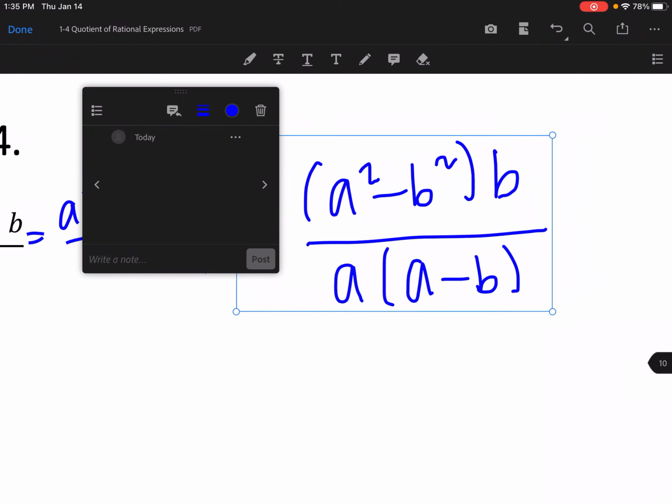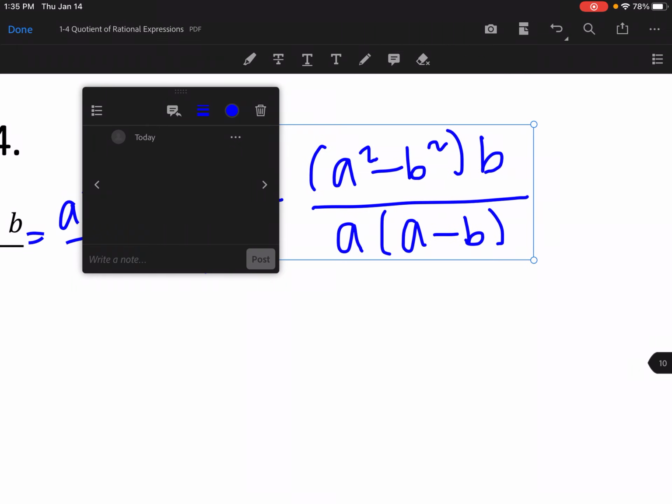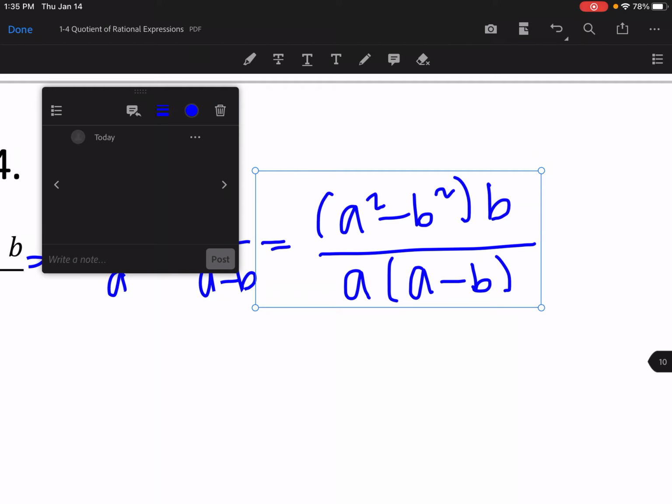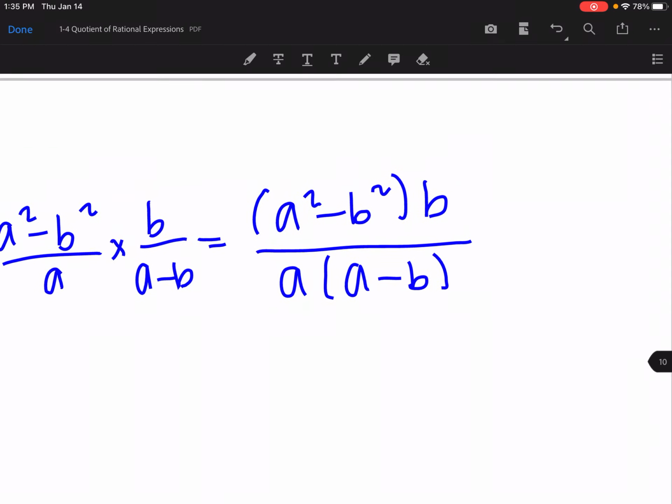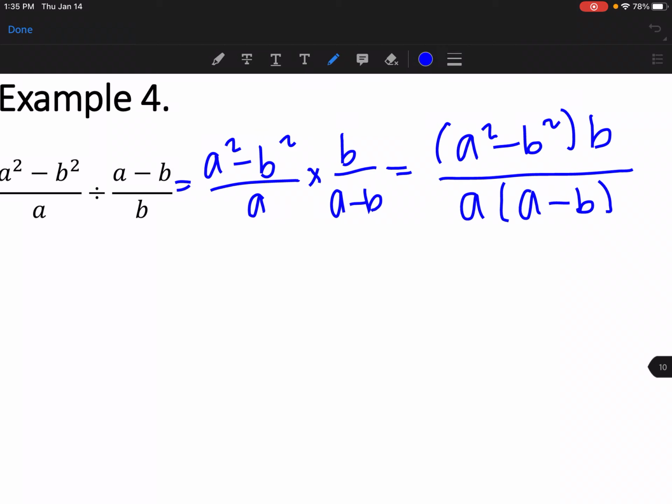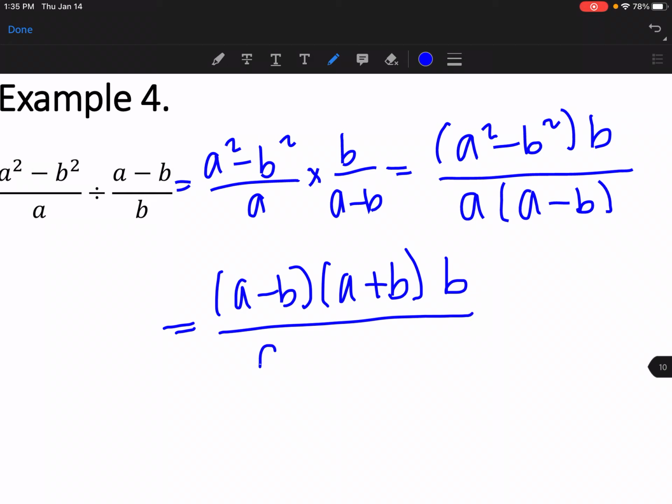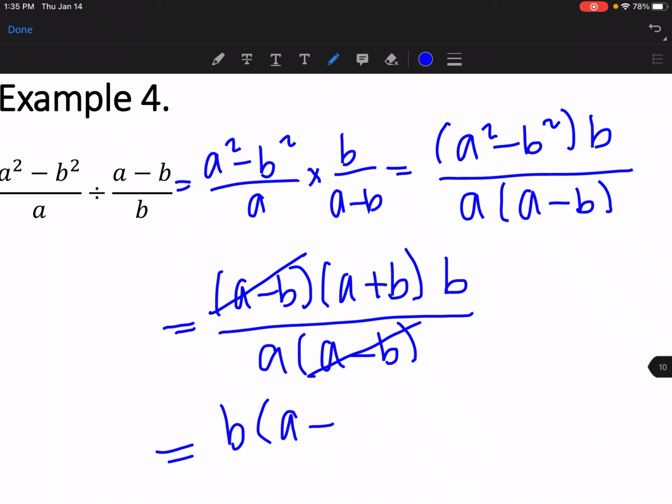Okay. And then, by looking at this, can I simplify this? Before I simplify, I'm going to look at my numerator. Can I factor my a squared minus b squared? We looked at an example similar to this yesterday. When I have a squared minus b squared, I can rewrite that as a minus b times a plus b. And then I have the b over there. Then in my denominator, I have a times a minus b. Now, can I simplify it? Yes, I have a minus b in my numerator and a minus b in my denominator. They're going to cancel out. Therefore, my answer for this is b times a plus b all over a.